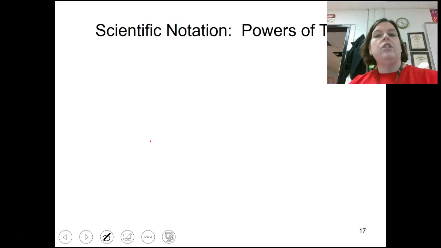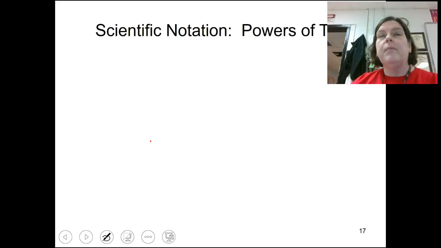So, scientific notation, powers of 10 in scientific notation. Basically, we talked a little bit about this. Powers of 10 are like moving a single decimal place. That's all it really is.